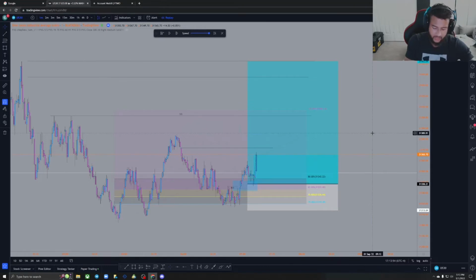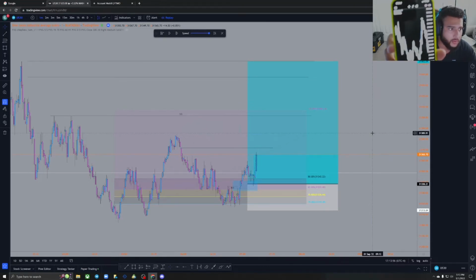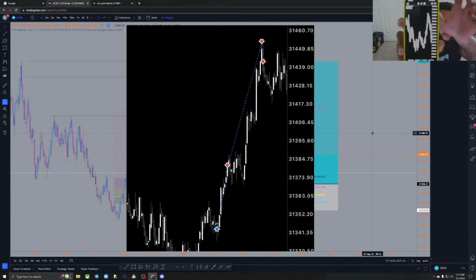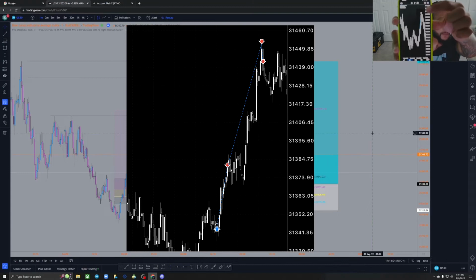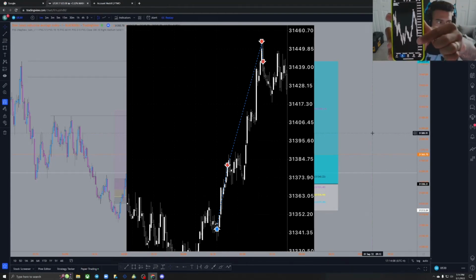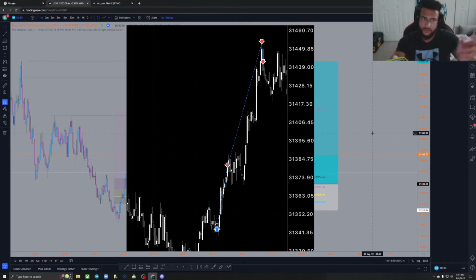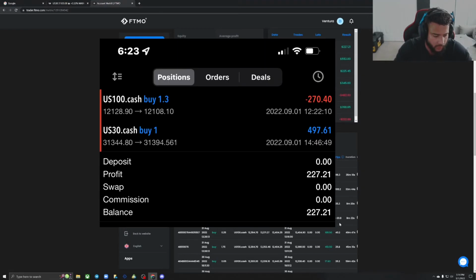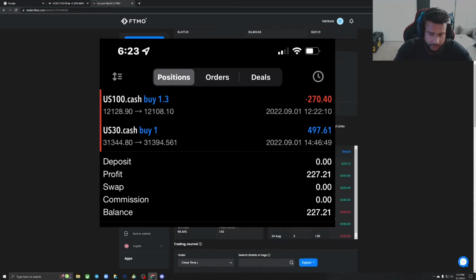And I'll show you guys here. I don't know if you're going to be able to see it. I don't know if it's going to zoom in or focus or not. Yeah, it's not going to work. But you guys see the arrow up here. That's my take profit or my partials, and then all the way down here is where I entered the trade. And you guys saw it here on the FTMO as well. So overall, the trade was $497, but since we did lose $270, I'm only up $227 for the day.